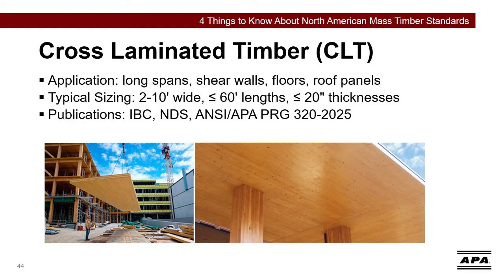For these reasons, cross-laminated timber is proving to be a highly advantageous alternative to conventional materials like concrete, masonry, or steel, especially in multifamily and commercial construction. Typical sizing is between 2 and 10 feet wide, up to 60-foot lengths, and as thick as 20 inches.